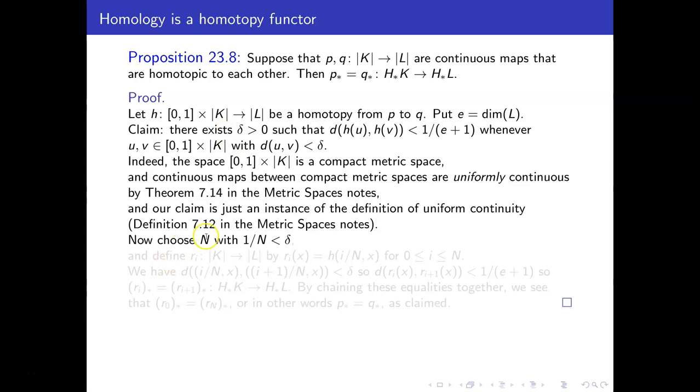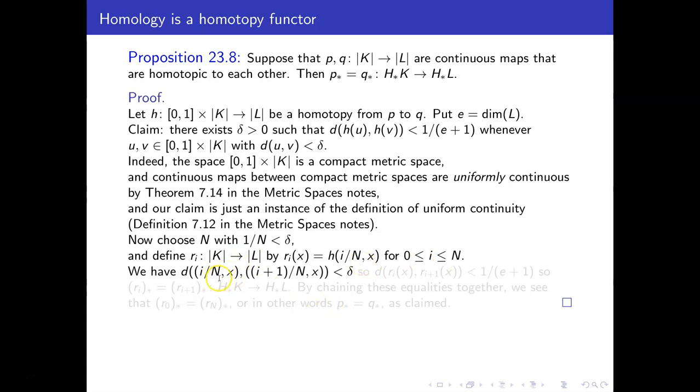And then we can choose some integer n with 1 over n less than delta. So then we're going to split this unit interval [0,1] up into small parts, into n subintervals. So we're going to look at these maps R_i, where R_i of x is H of (i over n, x), for i between 0 and n. So we've got n plus 1 equally spaced maps as part of this homotopy.